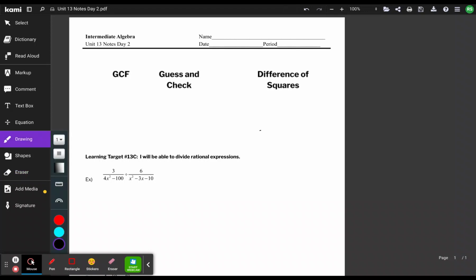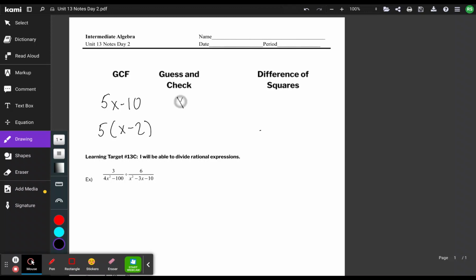So keep in mind, greatest common factor. Maybe we have 5x minus 10. If we're looking for a greatest common factor, what do both of those terms have in common? They both have a 5. After we factor out the 5, we're left with x and then negative 2.